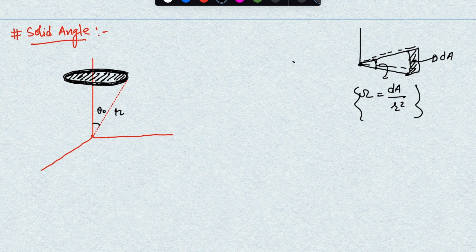So here also you might think, okay, so what is the problem? We can find out the area, whatever the disk area is, and you can just divide it by r square.